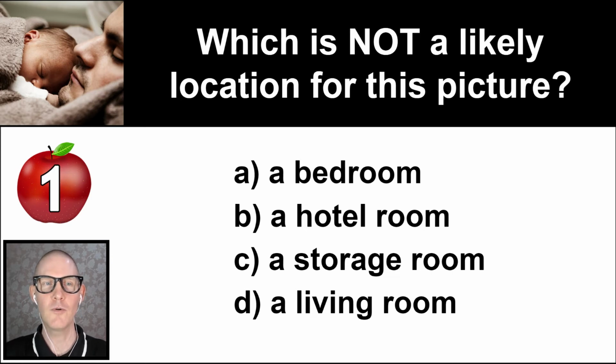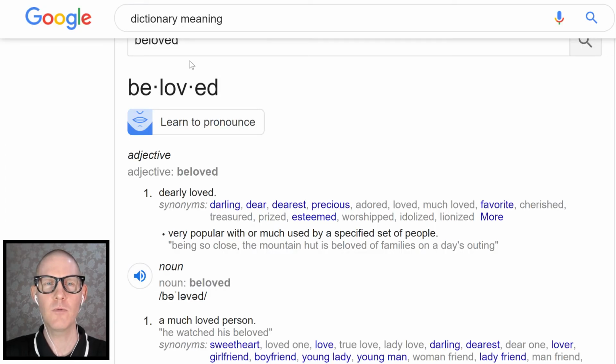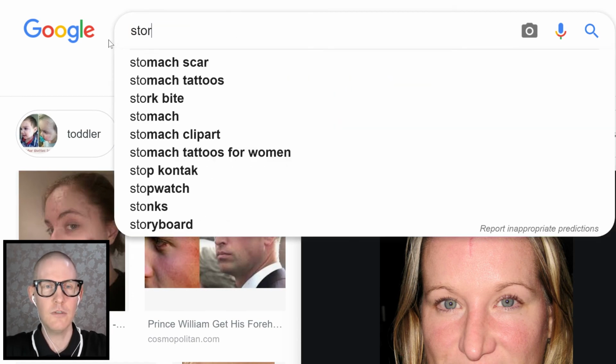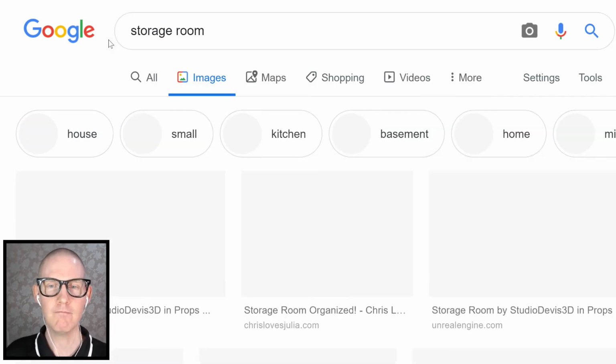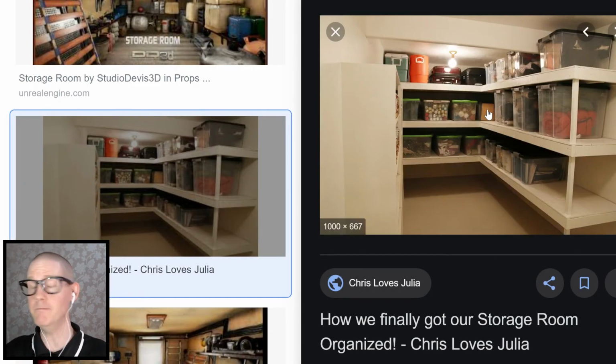Okay. So, which is not a likely location for this picture? A storage room. Let's just quickly take a look at a storage room to see what it would be like if they were hanging out in the storage room. All right, let's see. Okay, so this is the storage room. I mean, unless the house is packed with people and there's no other space, they're probably not going to be sleeping in the storage room, right?